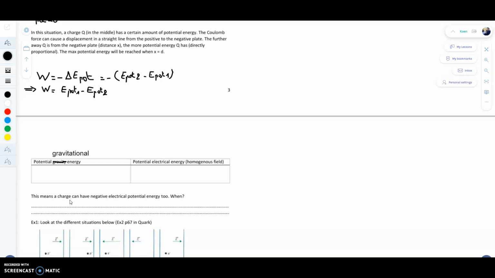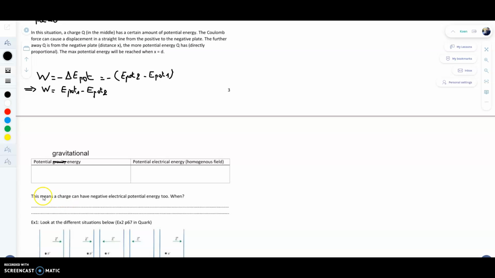Why? The more the Coulomb force could displace it. In the same way that the higher up an object is, the more energy, the more work can be done by gravity in this case. So you had gravitational potential energy as well due to height.